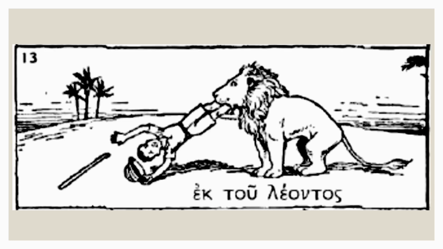The lion, who I actually think is the victim of this story, he clearly doesn't like the taste of human being and has decided to spit him out. So we have ek to leontos, out of the lion. And here we have again the genitive, to leontos. It's a third declension noun, so it ends in tos, but the definite article to tells us we have a genitive.